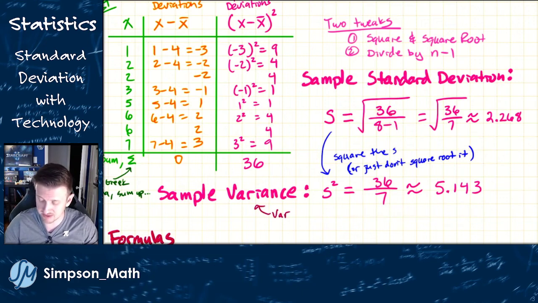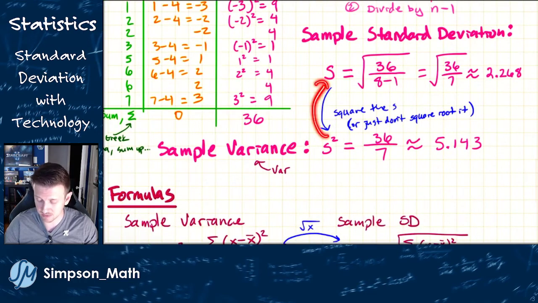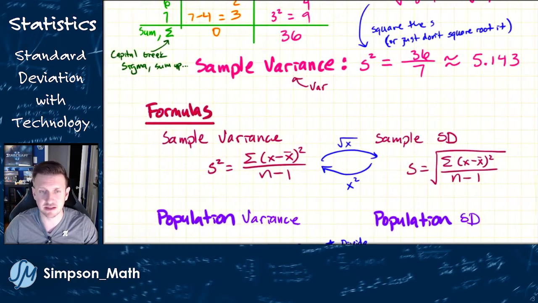So you need to understand that if I square the standard deviation to get the variance, and if I want to go backwards, I can square root. And I gotta have that summarized down here.